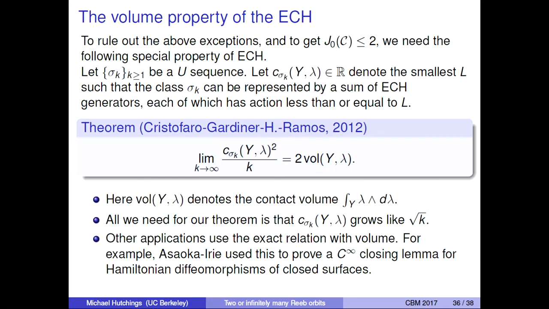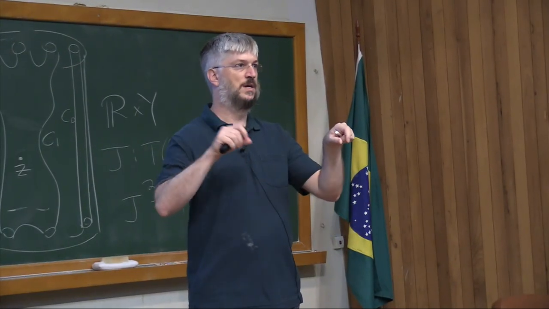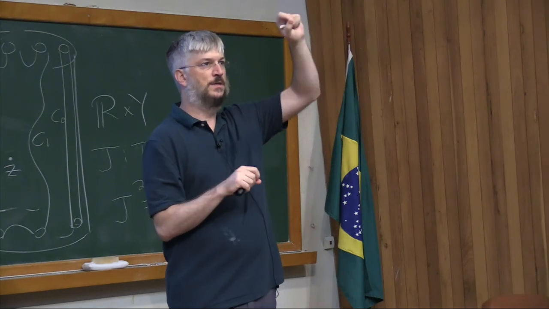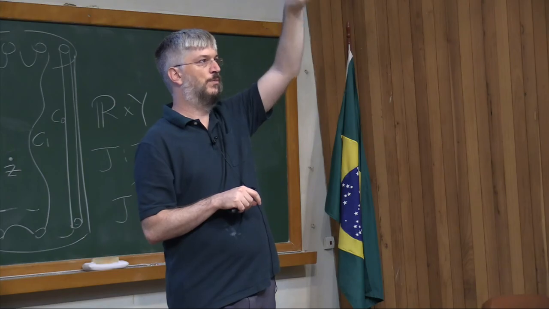So suppose I have a U sequence. Now, for each of these classes, sigma k in the U sequence, I can say, what is the minimum symplectic action needed to represent that class? So remember, the chain complex has a filtration by symplectic action. And I can represent this class by a cycle in the chain complex. So it's a sum of a bunch of generators, each of which has some action. I want to make the maximum action as small as possible.